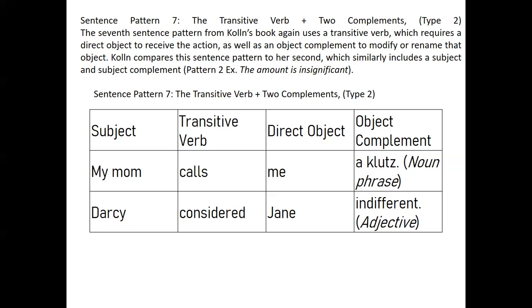So my mom calls me a klutz. A klutz is a noun phrase because a is an article and klutz is a noun, or it can be an adjective. It can be an adjective because it describes the object, me, the noun. Next, Darcy considered Jane indifferent. So indifferent here is an adjective that describes Jane. Darcy is considering.